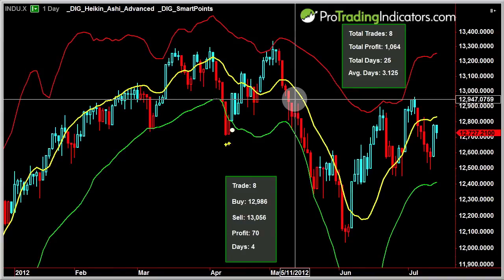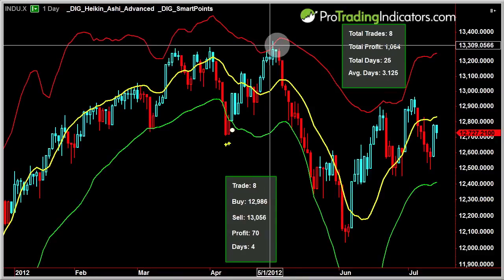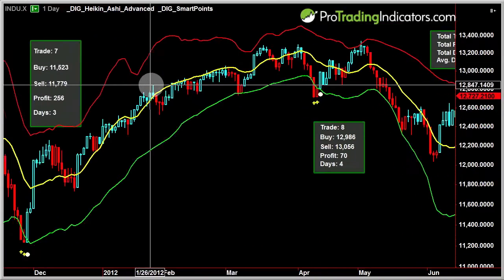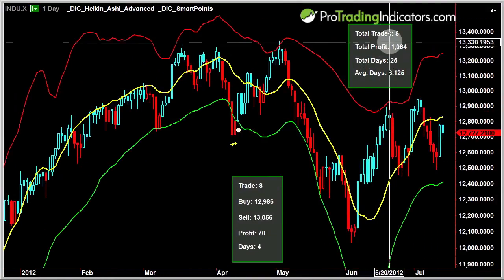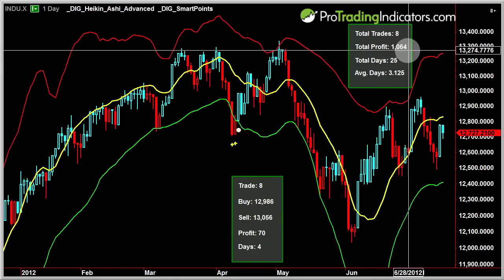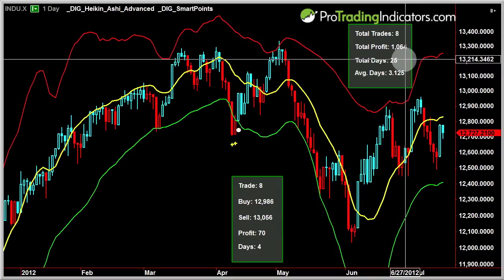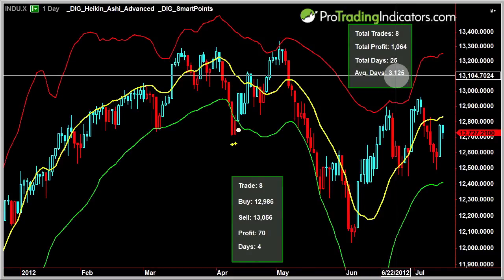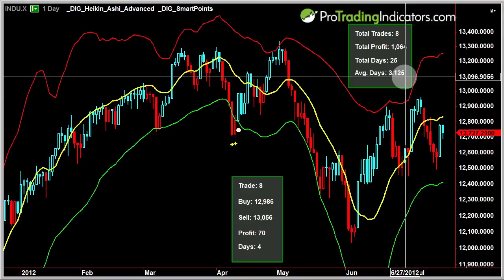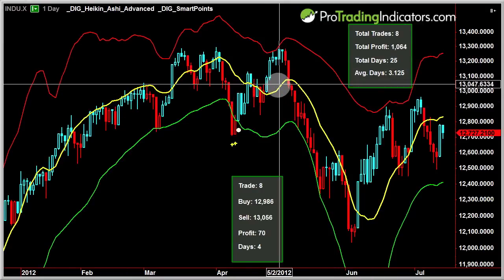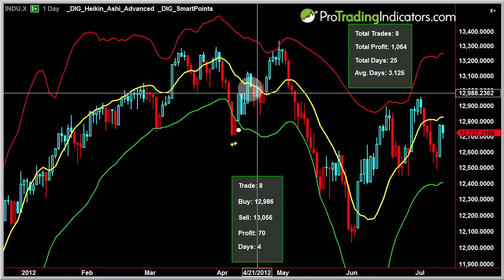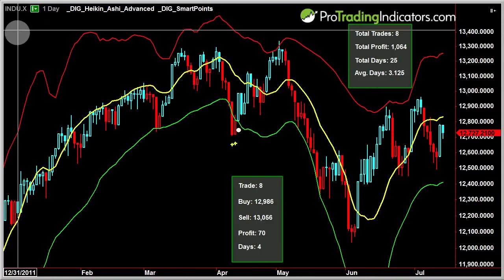So in the last 2 years on a daily chart of the Dow, which is not optimal for this indicator because we want these bands to be going sideways, and the majority of the time they're moving down or up. We had 8 trades, made a total profit of 1,064 points. We actually went 848. We were in the market for a total of 25 days, so an average of 3.125 days per trade. Now, 1,000 points over a 2-year period in the Dow, that's not that significant. But again, it's not the optimal time frame to be using this indicator on this index in this market.